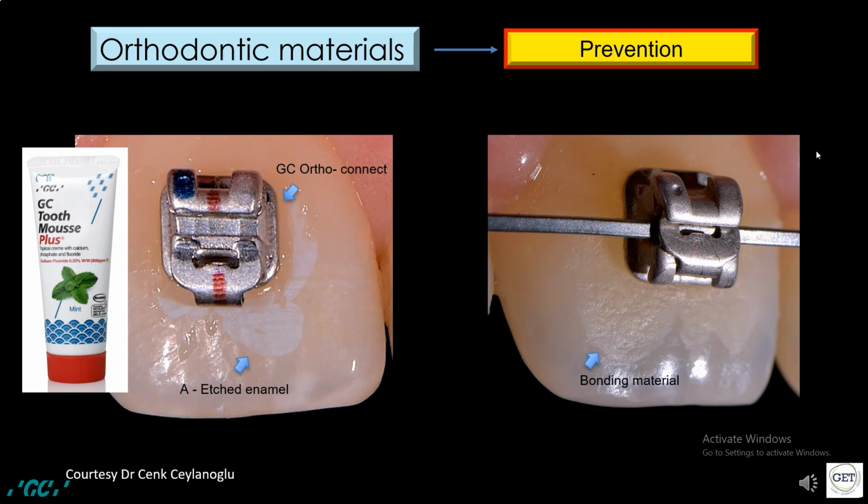On the right side, we can see the fluid bonding material layer captured in the etched enamel. This layer can either be washed out or oxidized, changing its color to yellow or brown, causing a discoloration of the enamel surface.